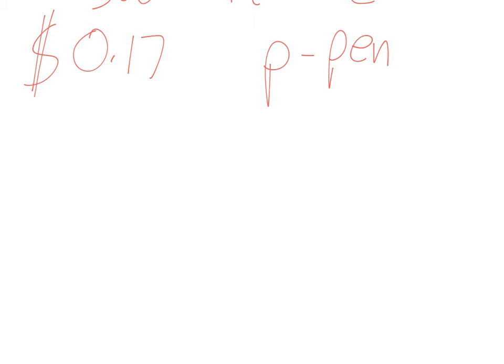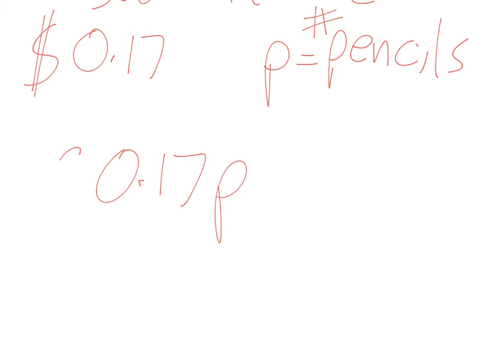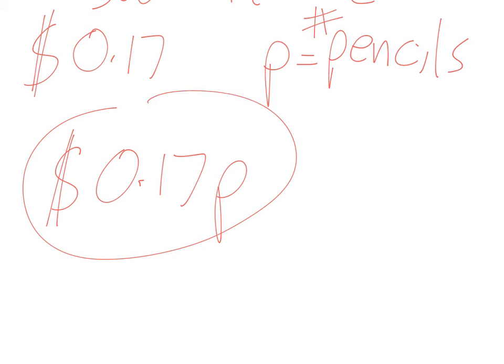Say you have the situation where you have a pencil, and that pencil costs 17 cents, right? And you want to know how much you would spend if you buy P pencils. So P pencils, that's the number of pencils you buy. So P equals number of pencils, 17 cents is the cost of pencils. How much money would it be to buy P pencils? Well, that's going to be 0.17 P. And this would tell you your cost C.